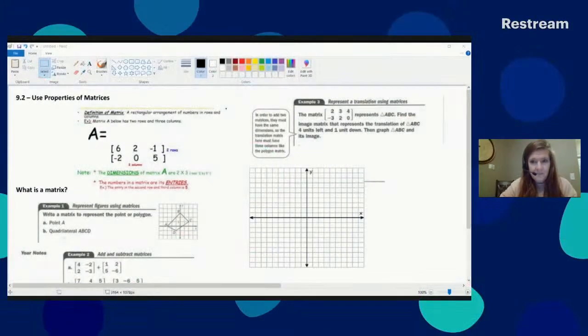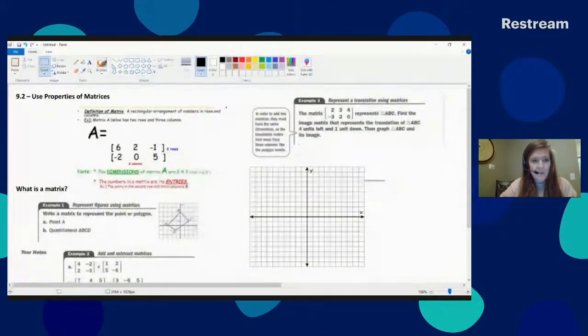This is section 9.2, and we're going to talk about something called using properties of matrices. So hopefully you watched 9.1, you know what transformations are, and that we're focusing on translations to start. Translations are just when you move a figure. And we're going to talk about something called matrices.